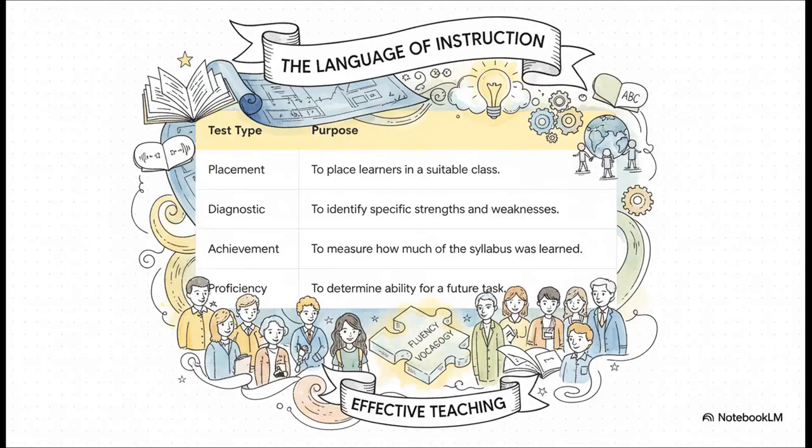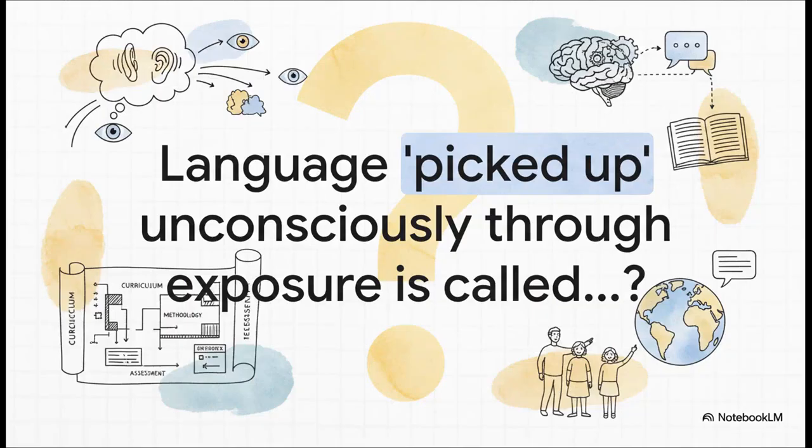And of course, not all tests are the same. We use different tests for different jobs. A placement test is to figure out the right class level for a new student. A diagnostic test helps you pinpoint their specific strengths and weaknesses. An achievement test measures what they've learned from your course. And a proficiency test, that checks if their English is good enough for a specific task, like studying at a university.